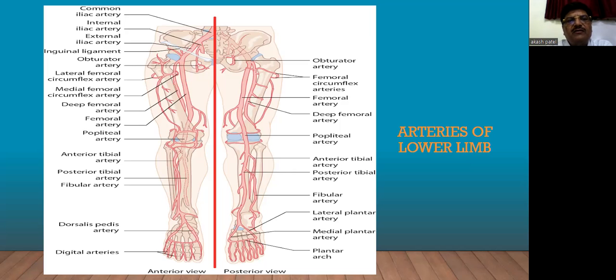Again, the common femoral artery will divide into two: the deep femoral artery or profunda femoris, and the superficial femoral artery. The superficial femoral artery continues as the popliteal artery, and the popliteal artery will divide into the tibio-peroneal trunk and the anterior tibial artery. The posterior tibial artery and the anterior tibial will continue at the ankle as the dorsalis pedis artery. Again, the plantar arch will be created, and that will supply arterial supply to the digits. This is the arterial supply of the upper limb and lower limb.